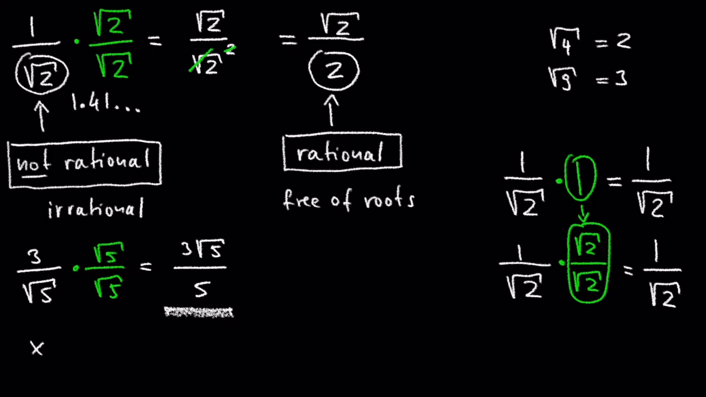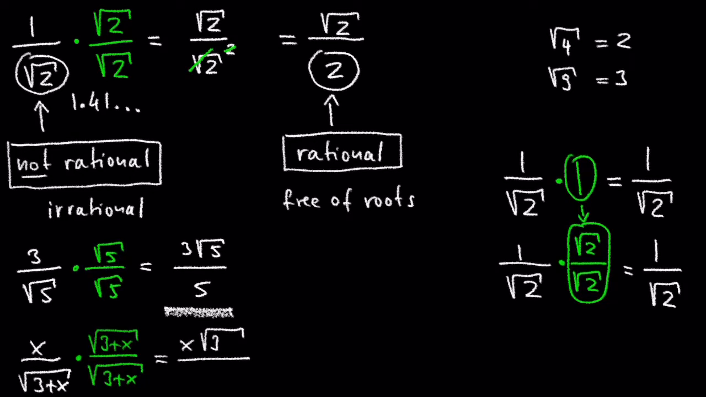What about x over the square root of 3 plus x? Again, we multiply the numerator and the denominator by the square root of 3 plus x. This gives us x times the square root of 3 plus x over 3 plus x as our solution.